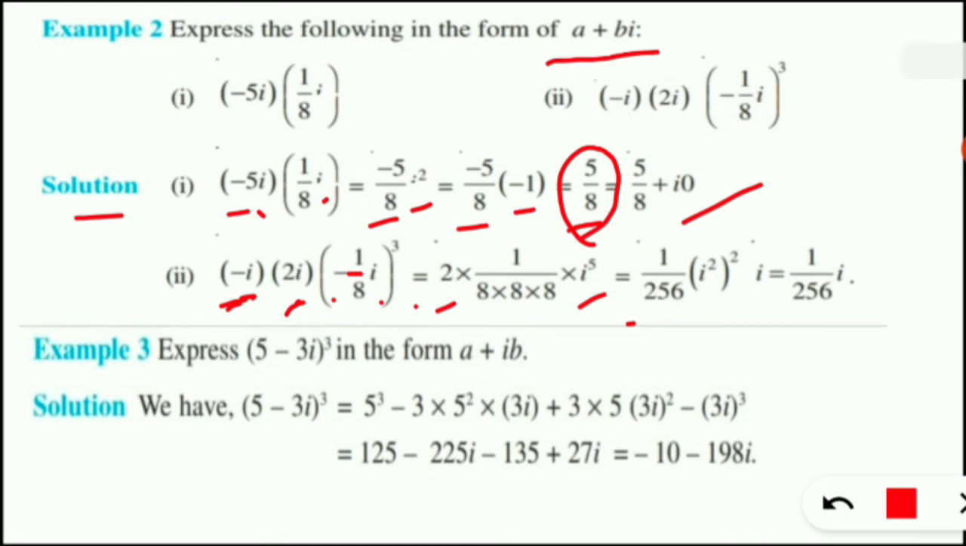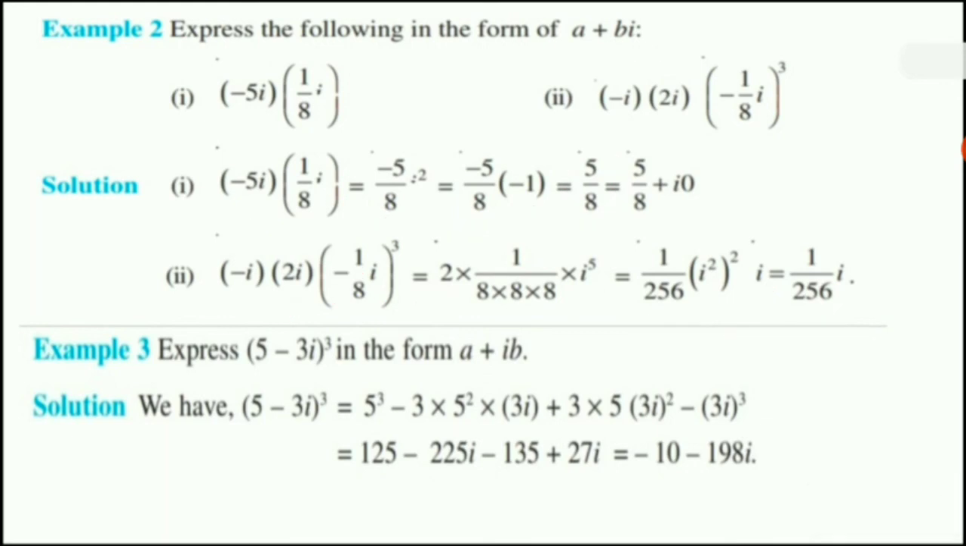And i to the power 5 can be written as (i square) whole square into i. Clear? So we know that i square equals minus 1. So (minus 1) square, that means plus 1, and simply i. That means 1 by 256 i is the answer. But if we write in the form of a plus ib, that means 0 plus 1 by 256 into i. Clear? Okay, now next example 3.